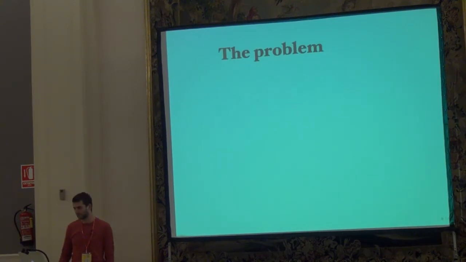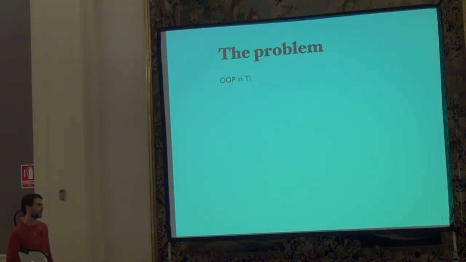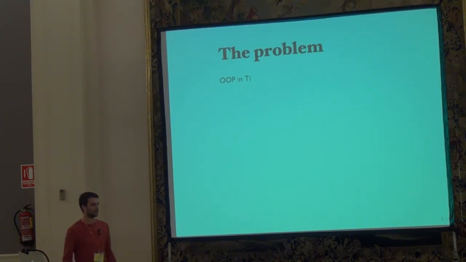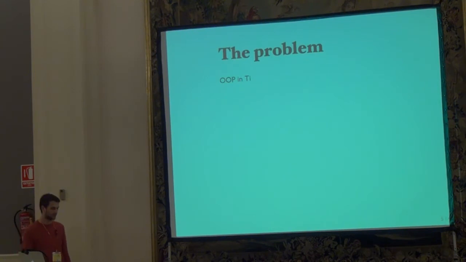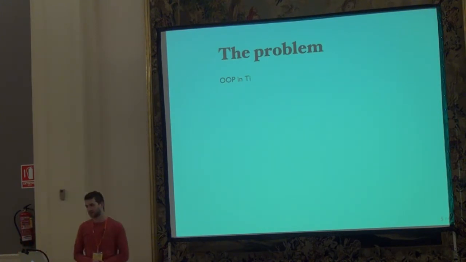So let me first talk a little bit about the problem. Object-oriented programming in Titanium. You know that Titanium provides a JavaScript environment, and in JavaScript there is prototype-based inheritance that's available natively, but Titanium objects cannot be used as prototype objects, and because of that there is no object-oriented programming in Titanium.